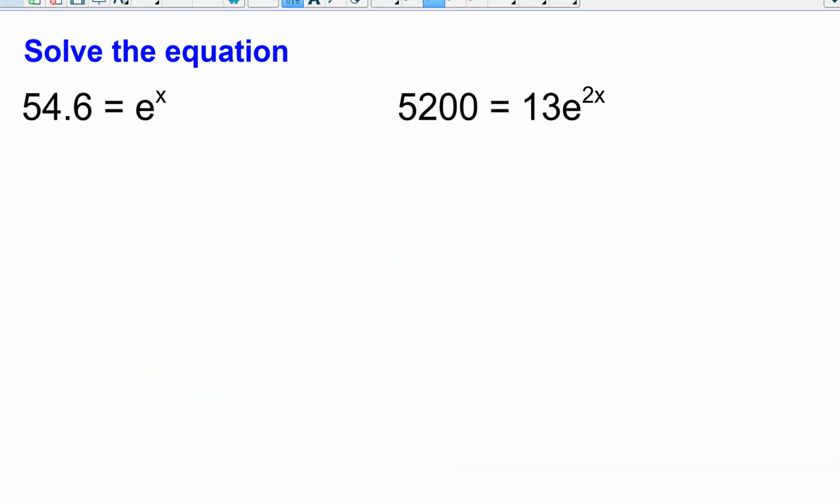There you go. The next one, being that we have an e as a base, we want to do the natural log, not the log, because the natural log has a base e. So again, the variable is in the exponent, so I'm going to natural log both sides.